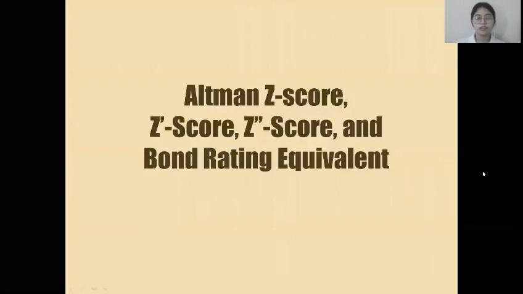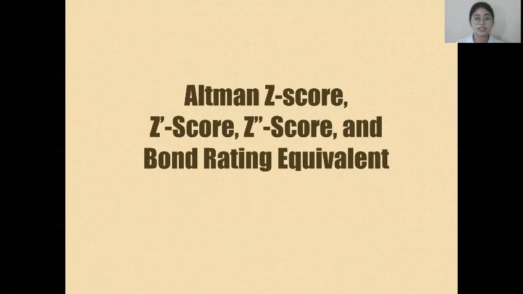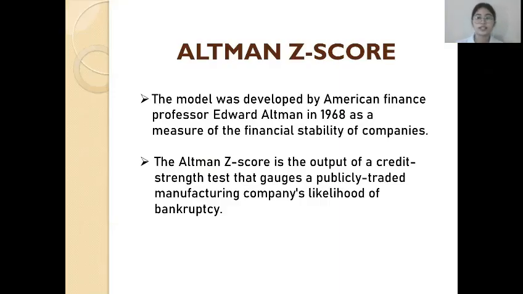Good day, everyone. Our topic is all about the Altman Z-score, other versions of Altman Z-score or the Z-score plus, and band rating equivalent. Altman Z-score is a model developed by finance professor Edward Altman to measure the financial stability of companies. This Altman Z-score was introduced as a way of predicting the probability that a company would collapse or be bankrupt in the next 2 years by using multiple balance sheet values or corporate income.